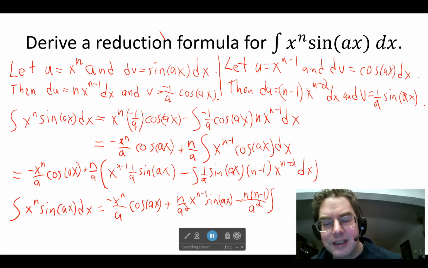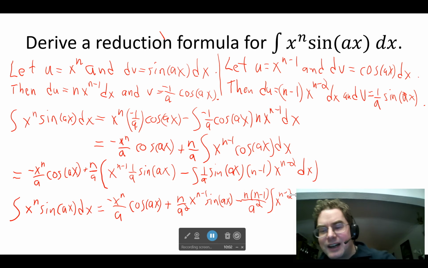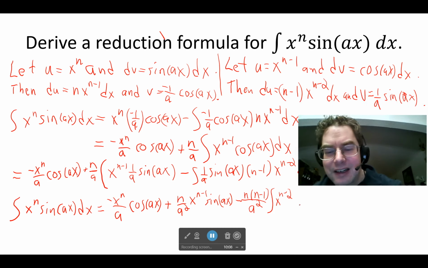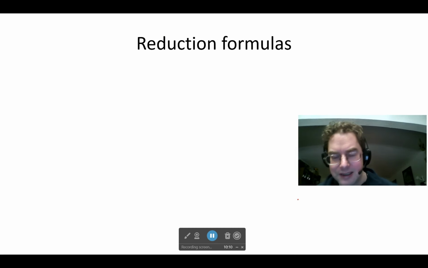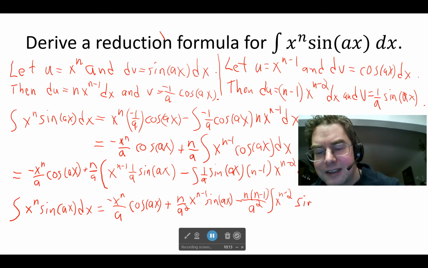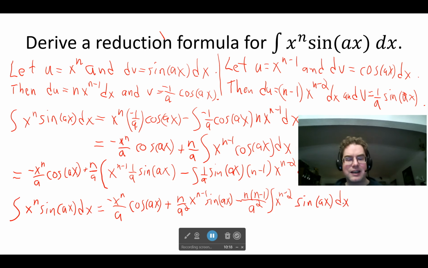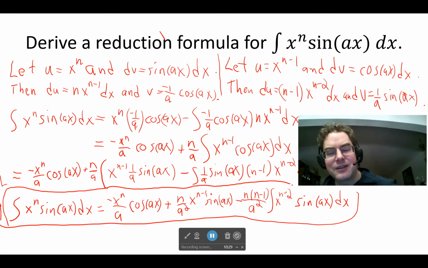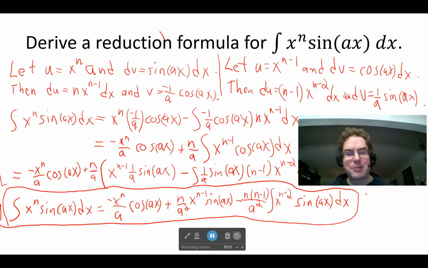And then times the integral, again, try to make it look as much like the original as possible: x to the n minus 2. Almost the same as the original, but with a reduced power. I'll move myself out of the way here. And then times sine ax, just like we had in the original, and dx, just like we had in the original as well. And so there we go. Here is our reduction formula, which we have derived using integration by parts.